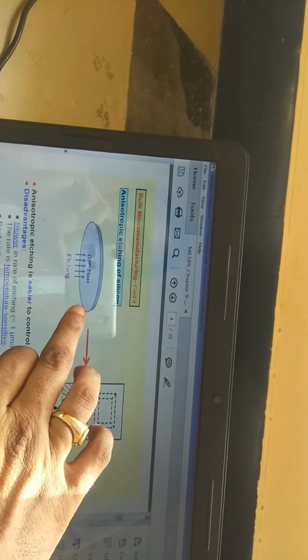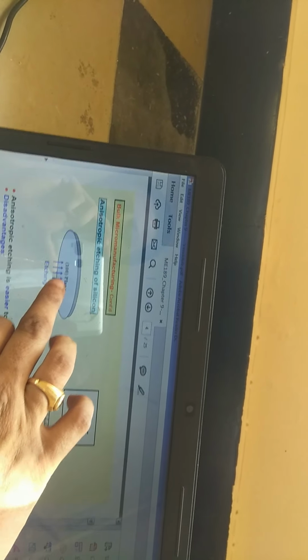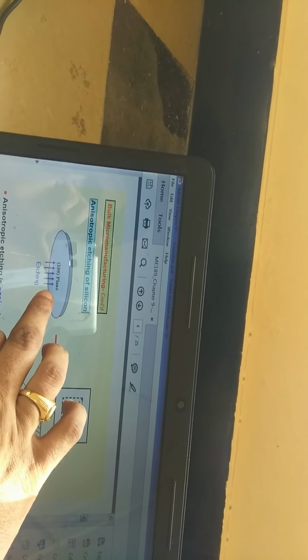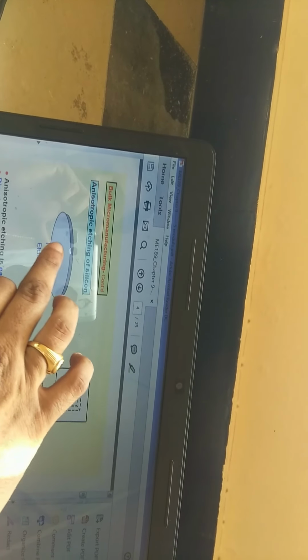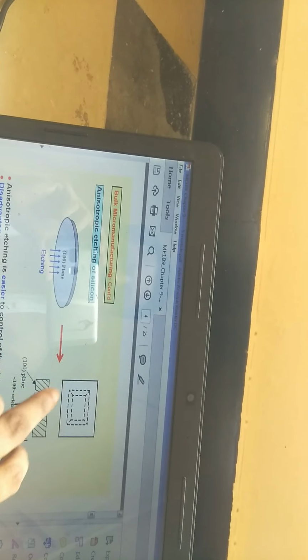And here, with respect to the vapor, the plane whose phase is coinciding with this one is the one you have to expose and etch. With respect to this one, the plane whose phase is coinciding with it is the one that gets etched.